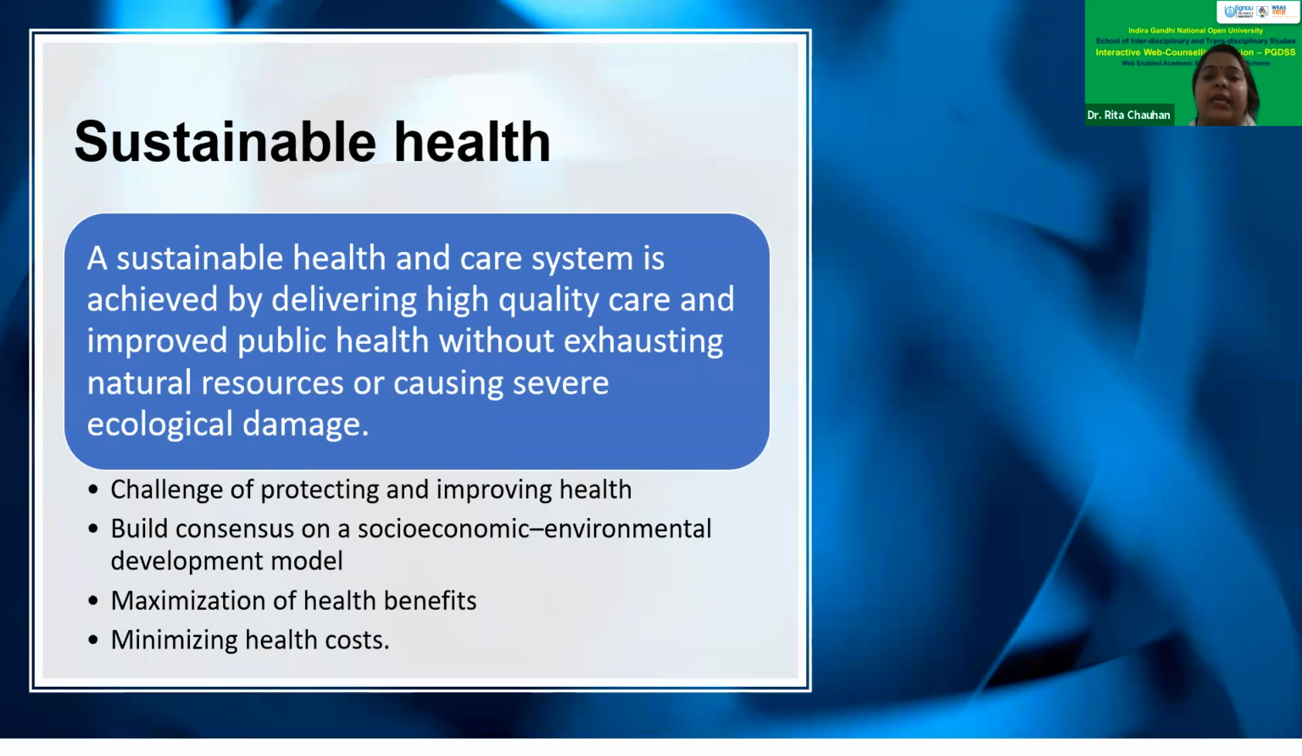There are many challenges for protecting and improving health. We have to build a consensus among socio-economic and environmental development models. We need to maximize the health benefits, and also we should minimize the health cost. I mean the cost which is involved in maintaining good health.